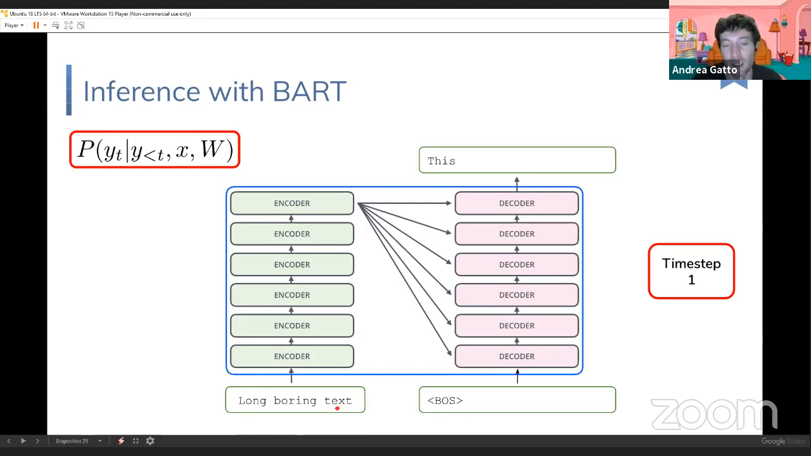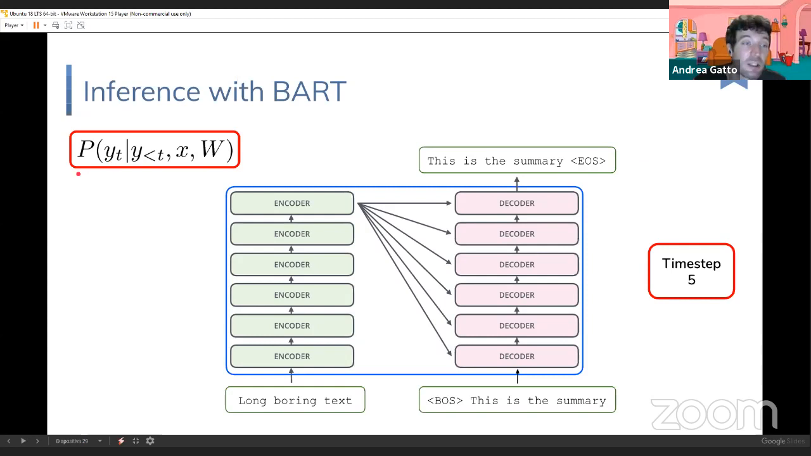We put that as input, and as before, we ask the model. At the first time step, we will start with the beginning of sentence input, and we will output this. Then it will take this and put it here as the input of the decoder, and so on and so forth, until it generates the end of sentence token.